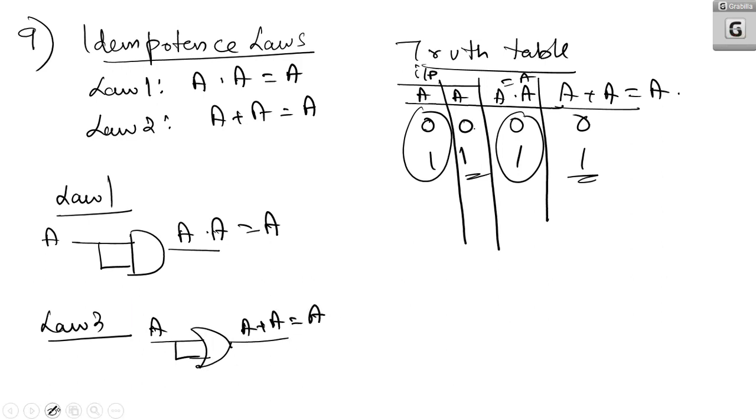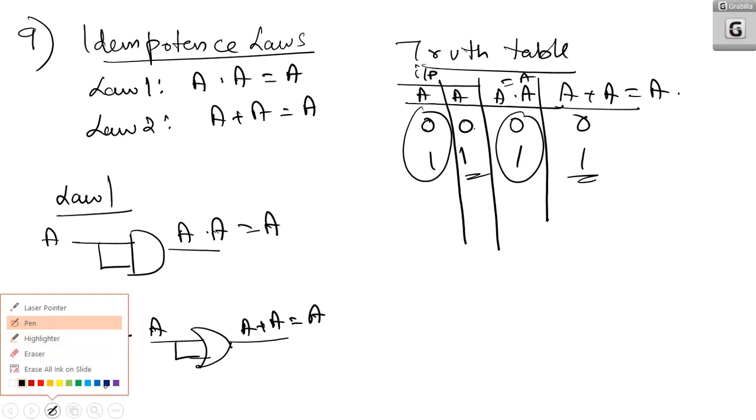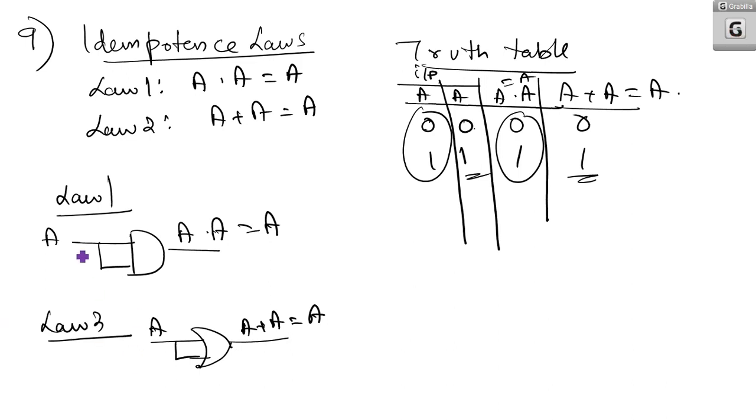For example, if I am giving 0, you will get 0. 0 or 0 is 0. So 0 is equal to 0. That means you will get the value of A itself. Here I am giving 1. 1 or 1. That is 1. That is the same as value of A itself. That proves the idempotence laws.